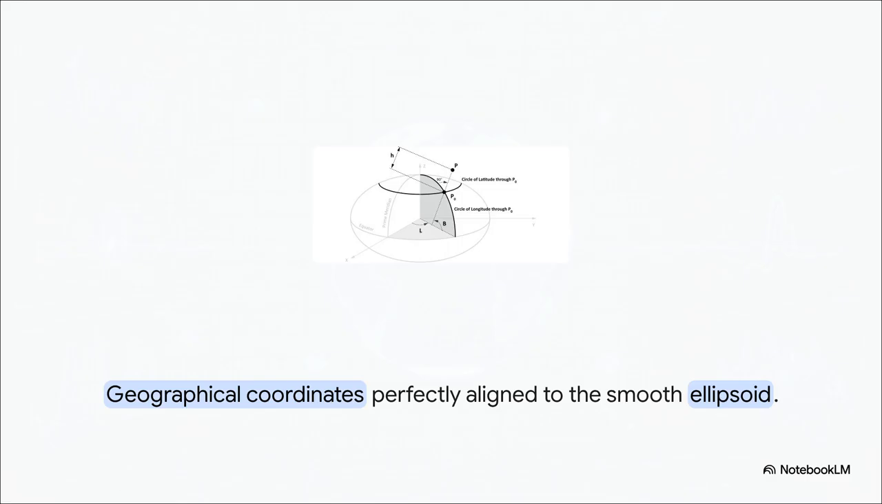Imagine taking a really long, perfectly straight metal rod and just ramming it into the ellipsoid at an exact 90-degree right angle. The angle that rod makes with the equatorial plane gives us our geographical latitude. It provides this incredibly clean mathematical surface normal, which is vastly easier to work with than that messy, curved physical plumb line we looked at earlier.